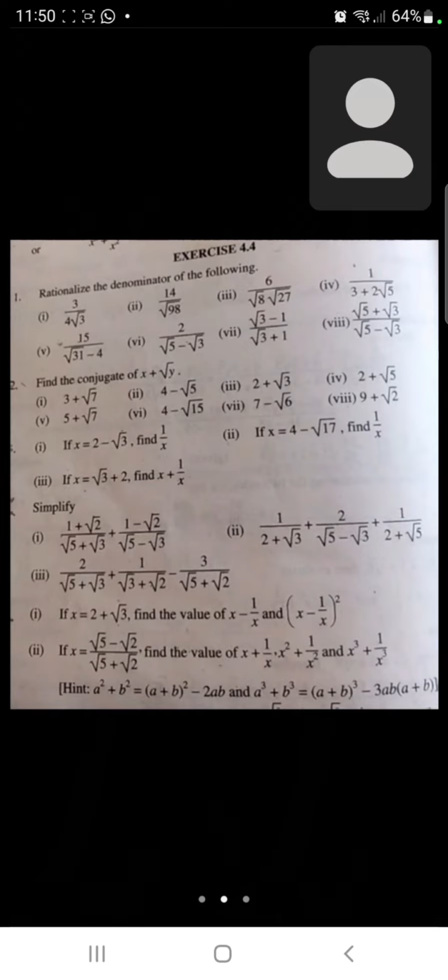First of all, I want to give you a concept about the conjugate, that what a conjugate is.